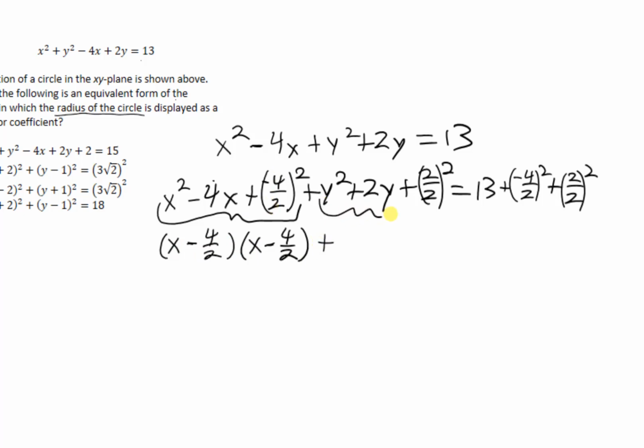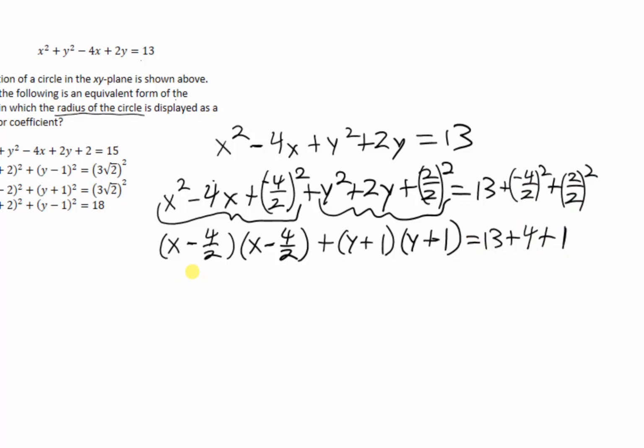And then for the y's, it's going to be y and y. What's going to fill the slots? Again, it's the 2 over 2, so plus 2 over 2 is just 1, so I'm just going to write plus 1 for both of those. And on the right-hand side, we're going to have 13 plus negative 4 over 2, which is just negative 2. Squaring that gives me 4, and then 2 over 2 is just 1. Squaring that gives me 1 still.